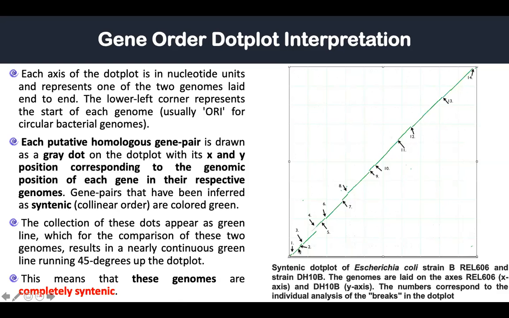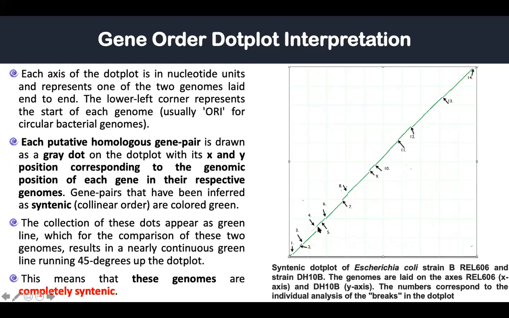So this entire area, for instance, the first green line, basically means a few genes are in the same order in both the REL606 strain and the DH10B strain, right? So the collection of these dots appears as a green line, which for the comparison of these two genomes results in a nearly continuous green line running 45 degrees up the plot.